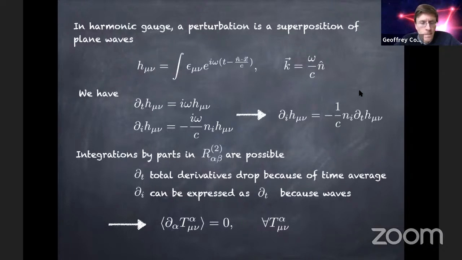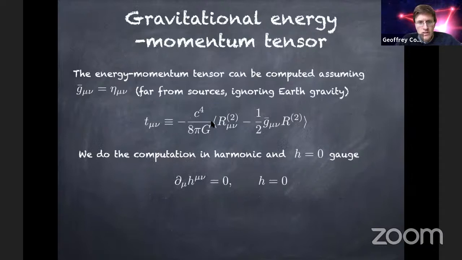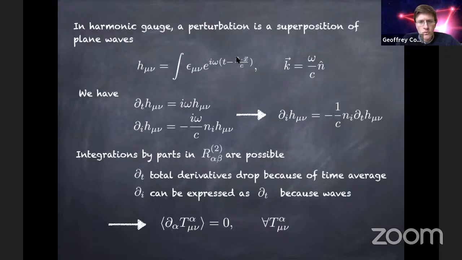Let's try to compute this. I will give you one very useful tool to compute this, because there is this average and we need to think about what it implies. In harmonic gauge, a perturbation is a superposition of plane waves, like I derived in the first part. We have some polarization and some wave like this, and an infinite sum of such things, which I will write as an integral. If we take a time derivative of a single plane wave, we find i omega. If we take the spatial derivative, it will hit this x here, and we get minus i omega over c times n_i, the unit normal, which is the direction of propagation of that plane wave. So from these two equations, d_i of h is proportional to d_t of h with the factor minus one over c times n_i.